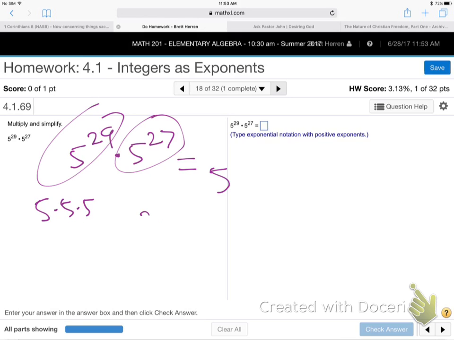So you just add those up, don't you? 29 plus 27, what was that? 56 fives. Not 56 25s, but 56 fives. Is that good? Making sense? Just add the powers, keep the base the same, because that's what's true. It's what it really is, huh?